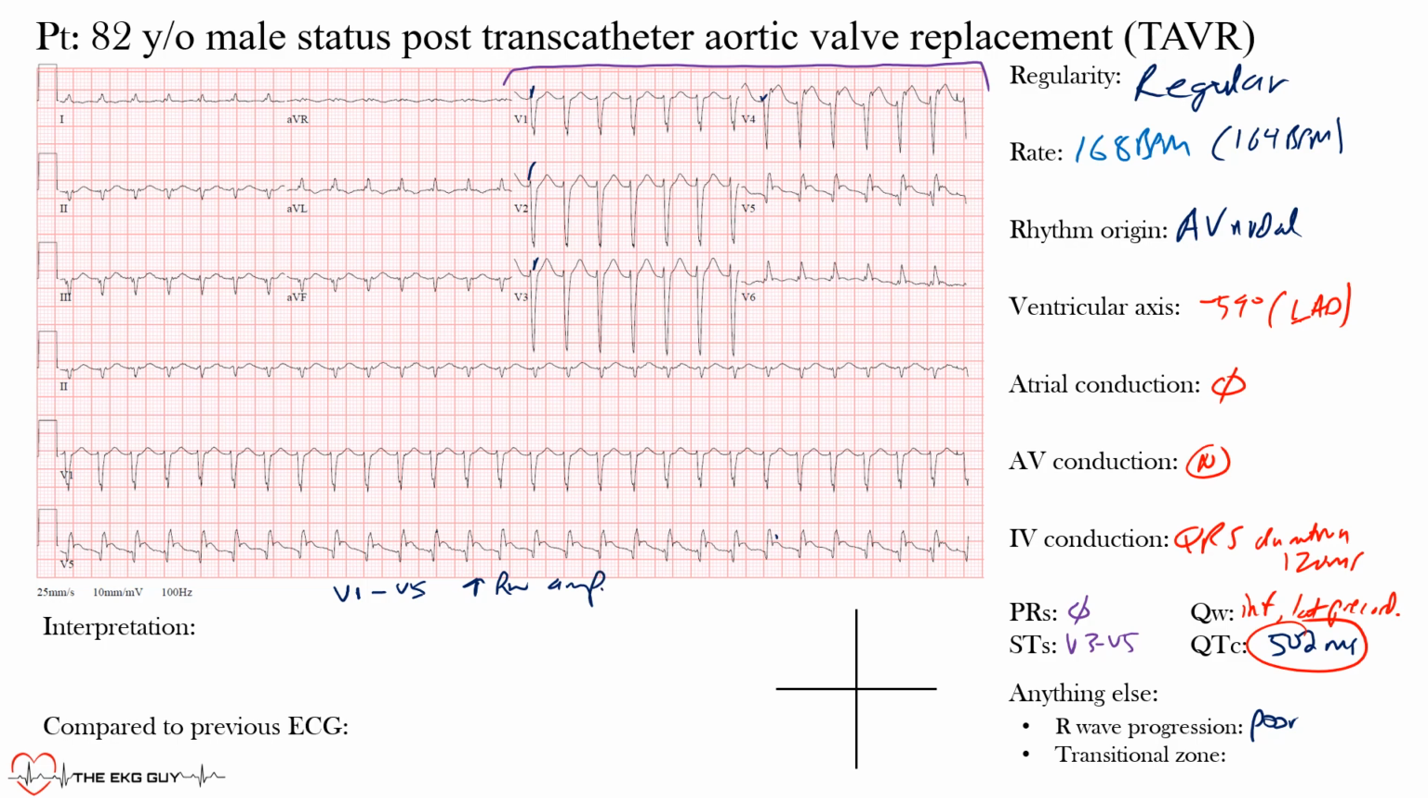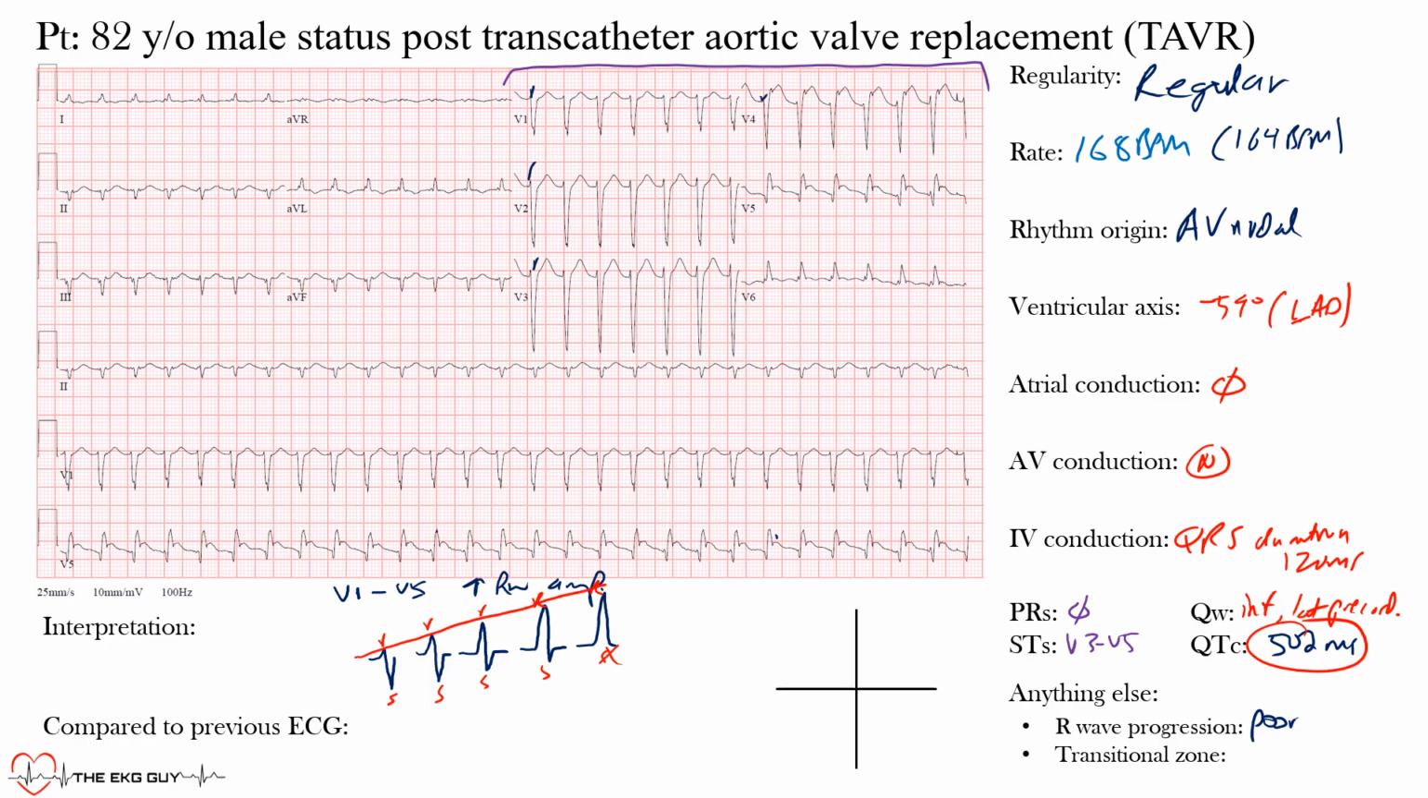Such that if you have something like this in V1, you should have an increase in these R waves as you go. And notice that the S wave, which is this one, here's the S wave. The R wave increases in amplitude, and the S wave decreases in amplitude, to the point that it's almost absent, and you have somewhat of this ladder here.